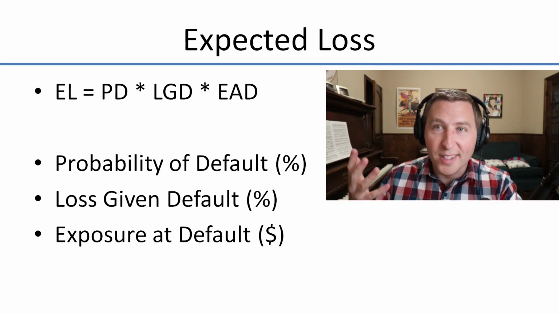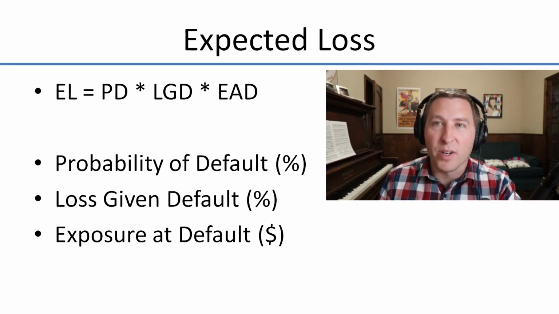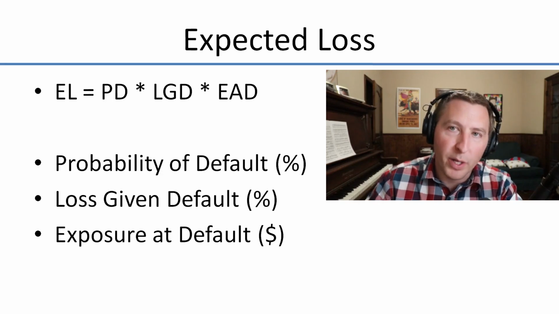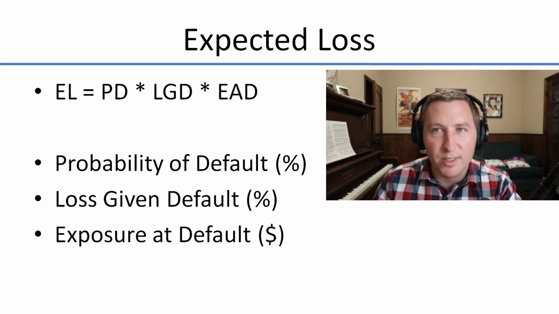Now, we don't always lose the full $5,000. You might sell the vehicle to get proceeds. This is called a recovery. So you go out and do a repo. There are whole models on repossessions.